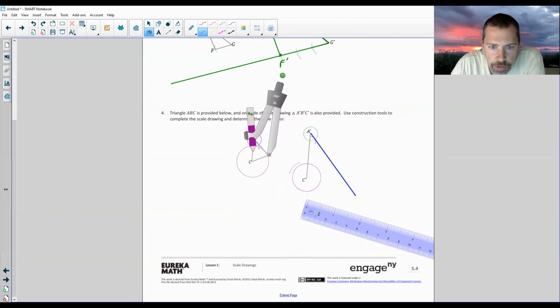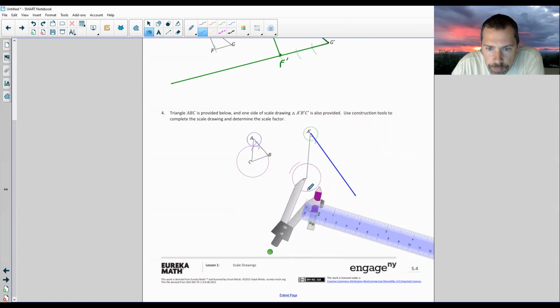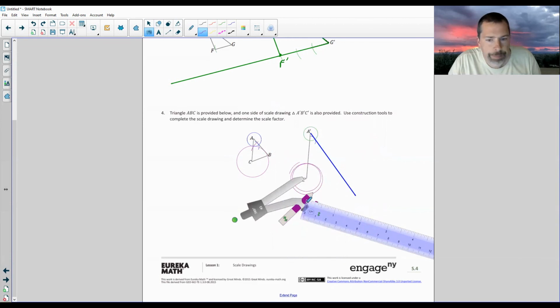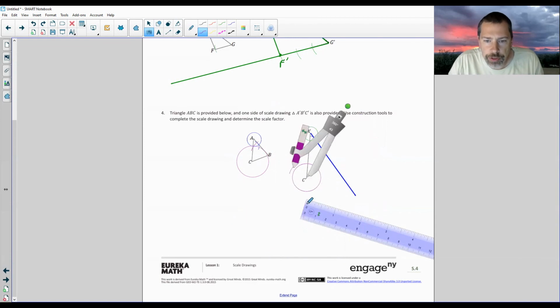So now I want to take this distance and find where it intersects. And it's going to be over here. Okay, what's going on? Let me see. Let's start over.